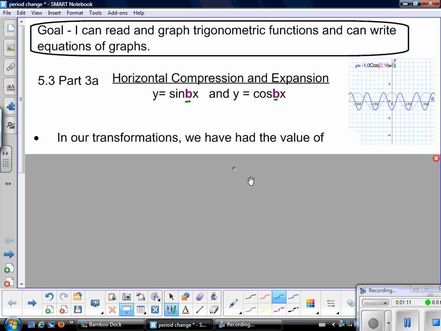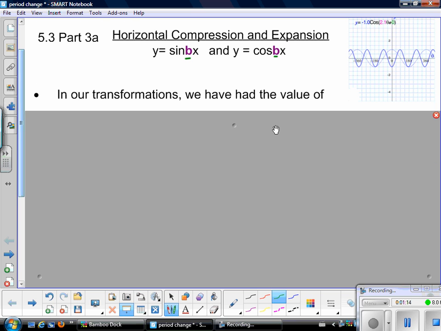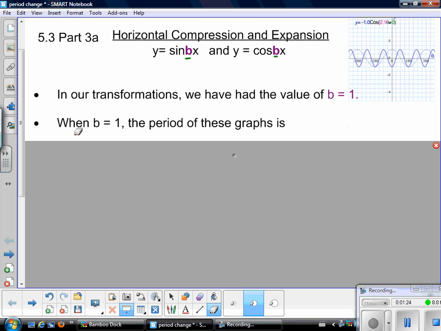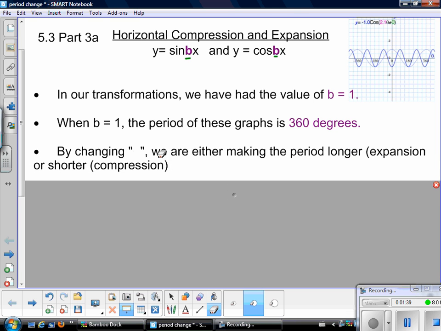Okay, so in our transformations, we had the value of b equal to +1. That's why we didn't see it in front of that x. Now, when b equals 1, we know that the period of all the graphs that we've looked at for sine and cosine has been 360 degrees. Then we go around the circle again and we get another piece of the graph. So by changing that b, we're either making the period longer, and we call that expansion, or shorter, and we call that compression.